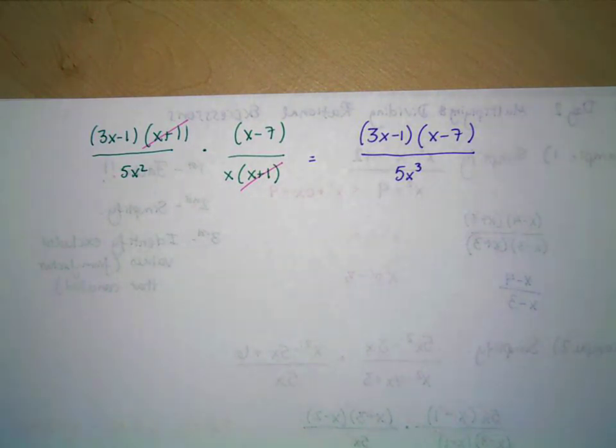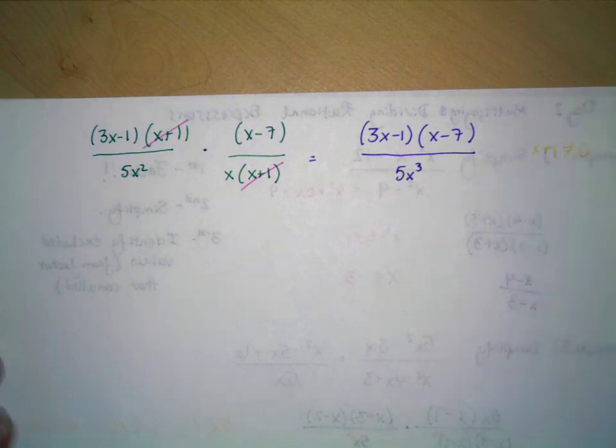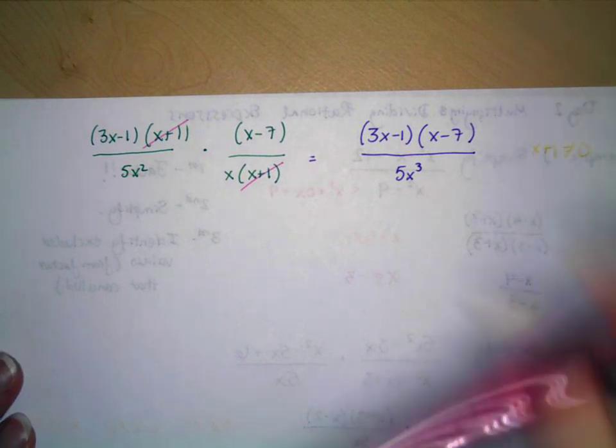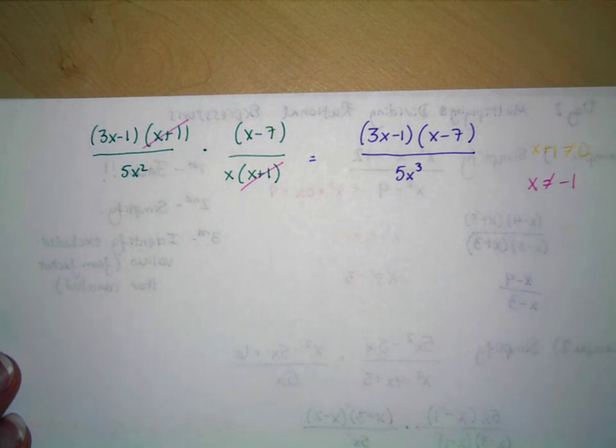And again, our excluded value would be that x plus 1 cannot equal 0, which means x cannot equal negative 1.